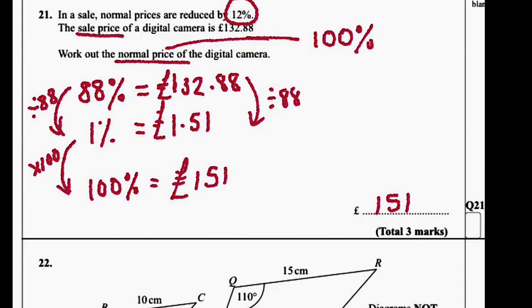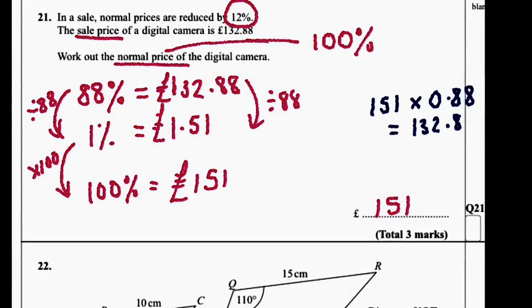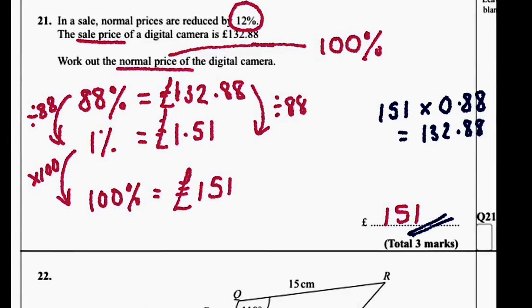And I'm just going to quickly do a double check to make sure that if I had something that was £151 and I was reducing it by 12%, so I only had 88%, it does in fact make £132.88. It does, I'm pleased. I've just done that on my calculator. So I can feel confident that that is the answer.